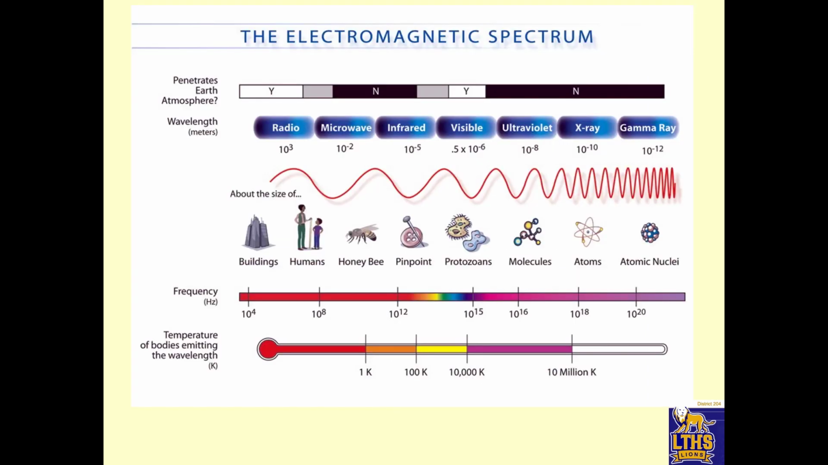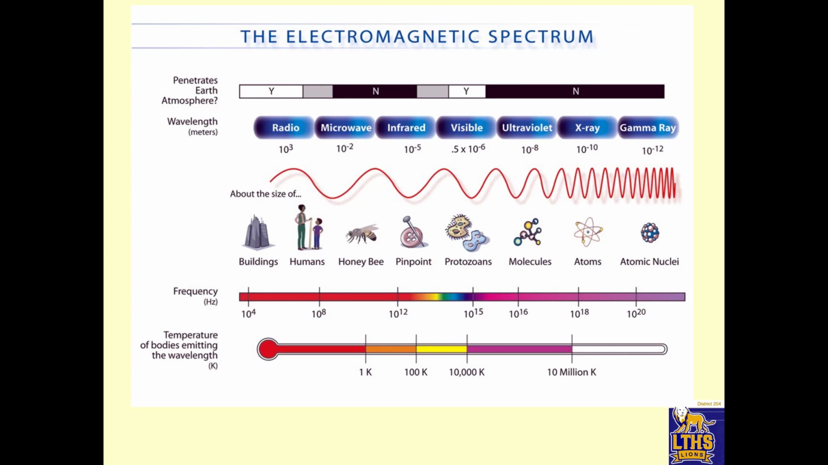Okay? So just to give you a little more information about the electromagnetic spectrum, if you think about radio waves, the wavelength of a radio wave could be the size of a building. And then somewhere between radio and microwave, those wavelengths get smaller, maybe the size of humans, and smaller to honeybee size. And then you get to infrared.